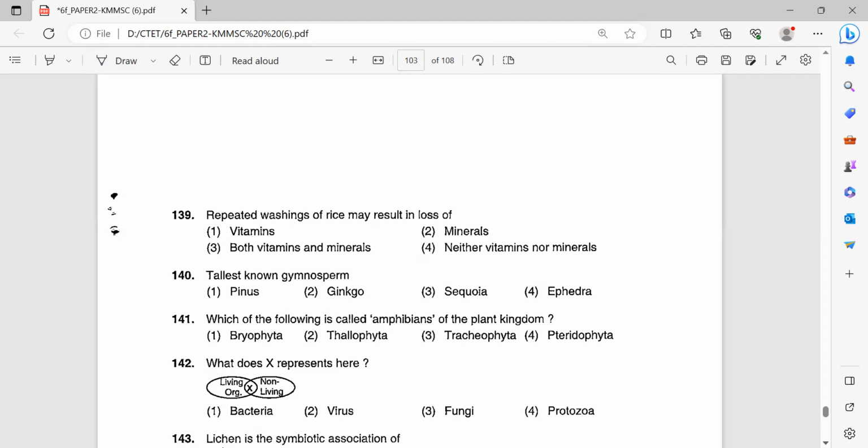139th question. Repeated washings of rice may result in... In the house, rice is cooked, right? So by washing the rice many times, what gets lost? So both vitamins and minerals will be lost.